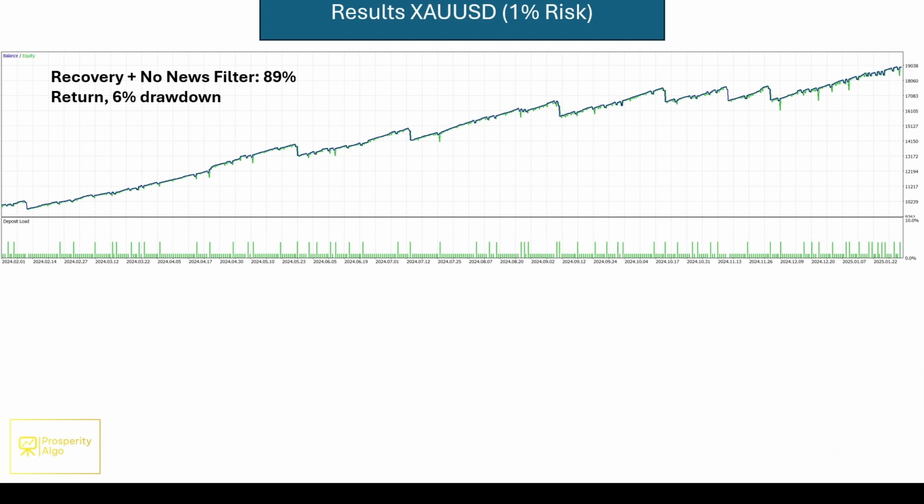And here as well, I actually ran another backtest where I turned off the news filter, and we had an 89% return with a 6% drawdown. As it's simply trading more because there's no news filter, we do have a higher absolute return. However, you can see we are hitting the recovery mechanism more frequently. This would simply be because high impact news days do have more volatility and do increase your probability of having 2 losers in a row.